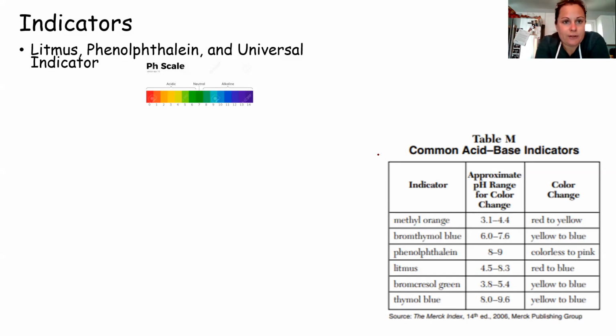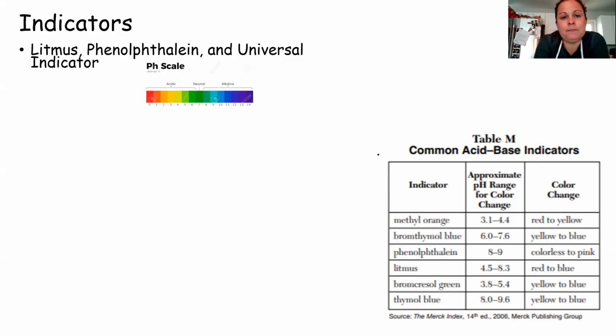Phenolphthalein is an indicator that we used in the titration lab, and phenolphthalein is colorless until the pH changes to 8. So it was a good one to represent the neutralization point in a titration, because once it changed from colorless to pink or pink to colorless, you knew that it was about neutralized, about a pH of 7 to 8.